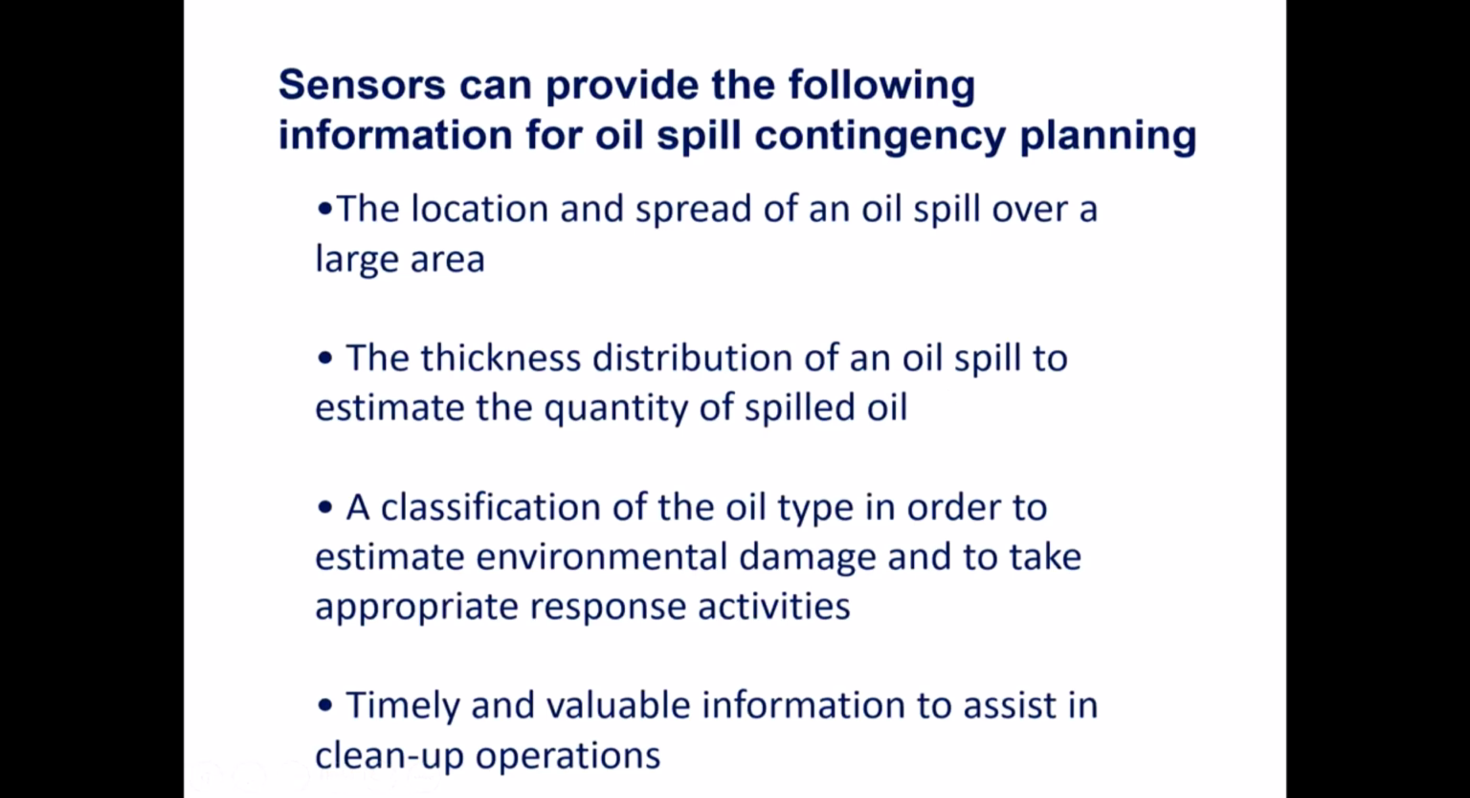So what a sensor can provide, that is, the sensor can provide the following information for oil spill contingency planning. First is the location and spread of an oil spill over a large area. Second, the thickness distribution of an oil spill to estimate the quantity of spilled oil. Then third is a classification of oil type in order to estimate environmental damage and to take appropriate response activity. That's what you have seen, how they have pumped the oil.